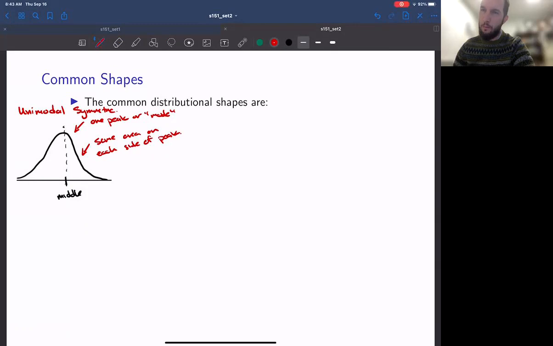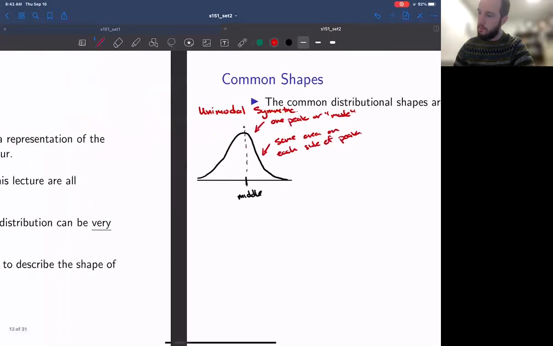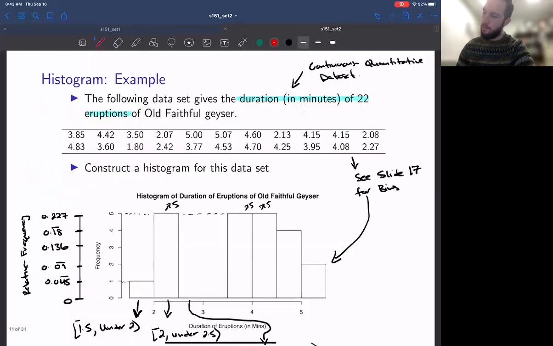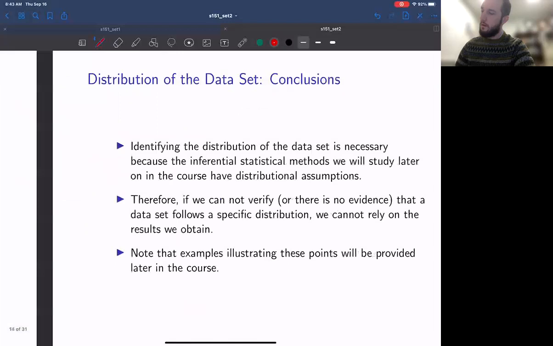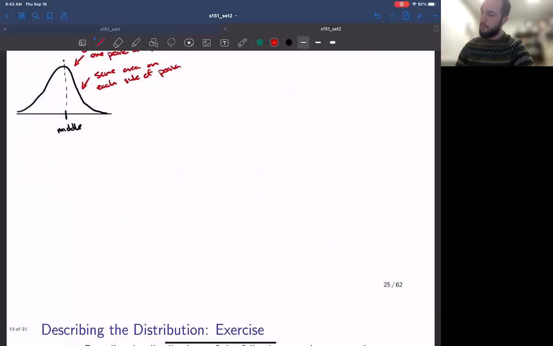I would say that it was bimodal. I would think of this as being bimodal, but we'll come back to it in a little bit. Okay, here we are.